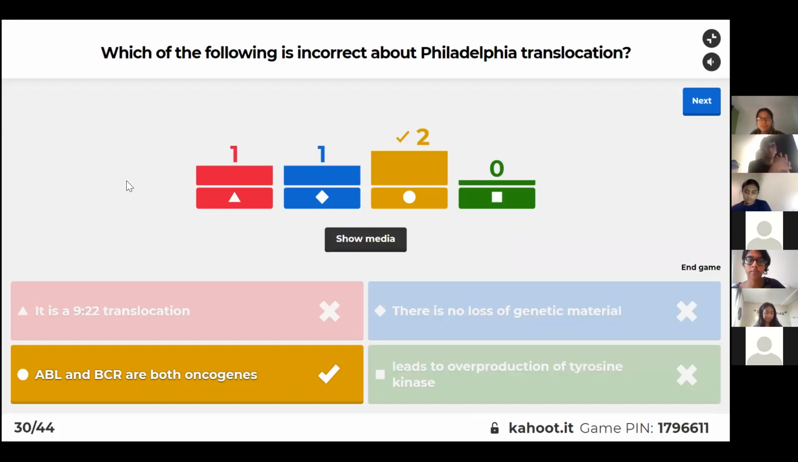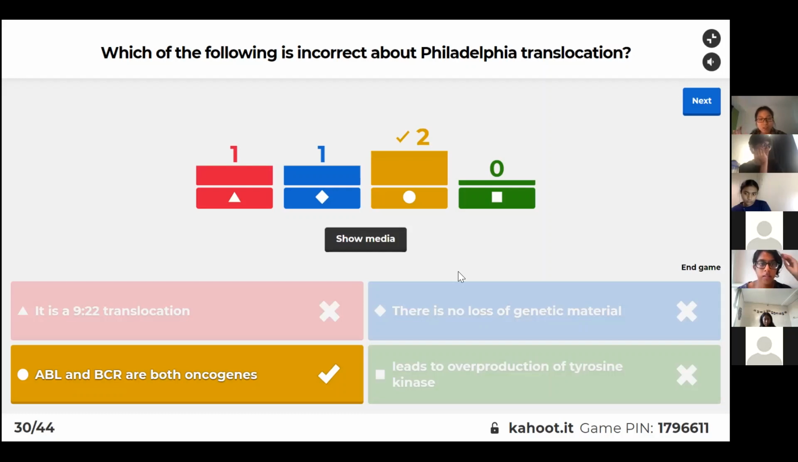Yep, so the question is which of the following is incorrect. So the red one is correct, like I just mentioned. The second one, because it is a translocation, that means basically the genetic material on two chromosomes switch, so there's no loss of genetic material. And for the yellow option, ABL and BCR are genes on chromosome 9 and 22, and when Philadelphia translocation happens, they fuse together. We'll have slides on this a bit later as well.